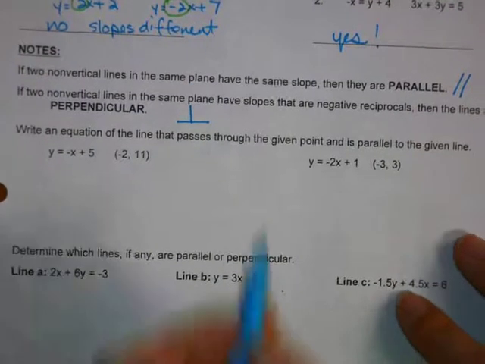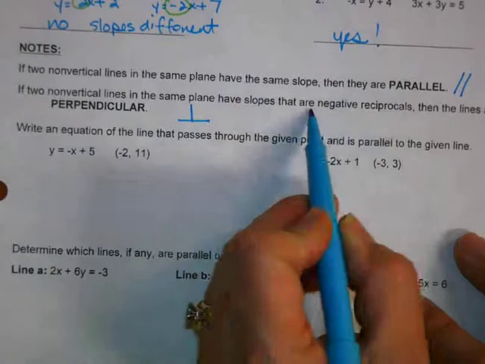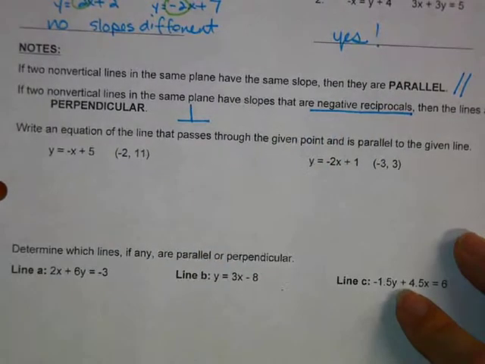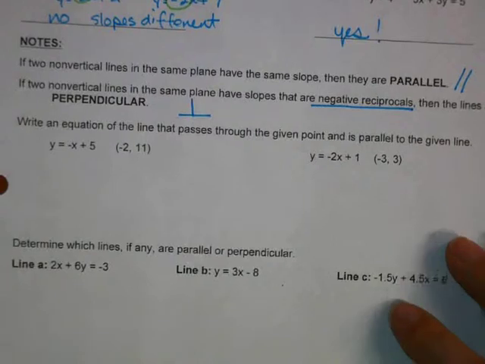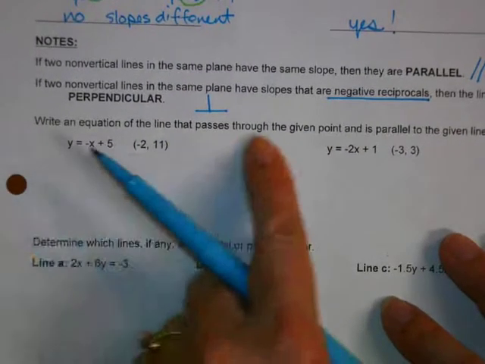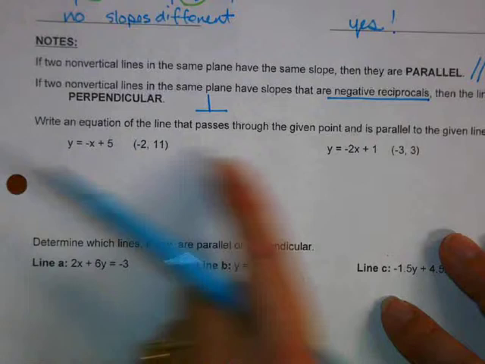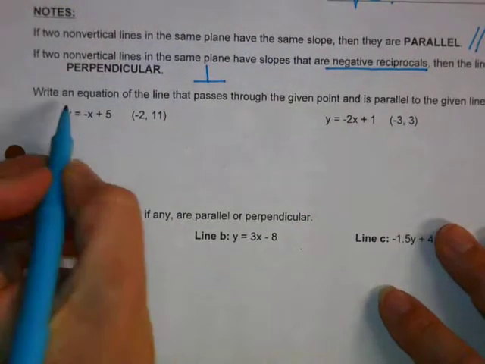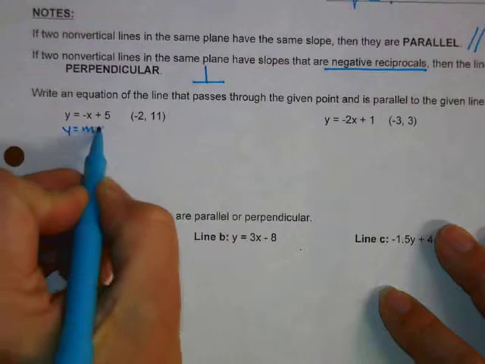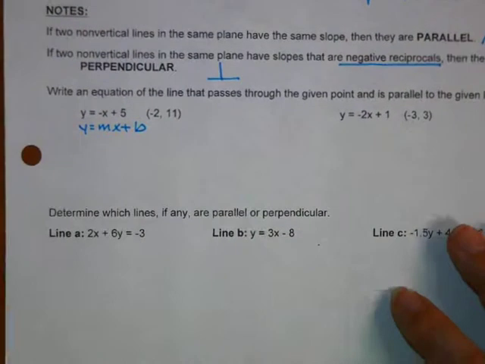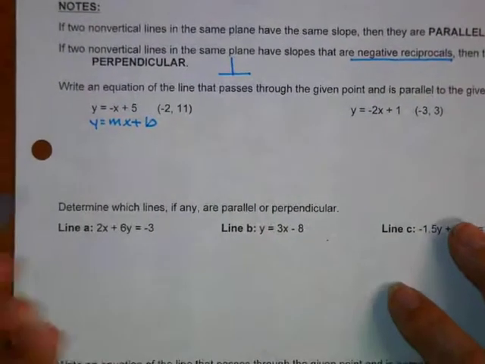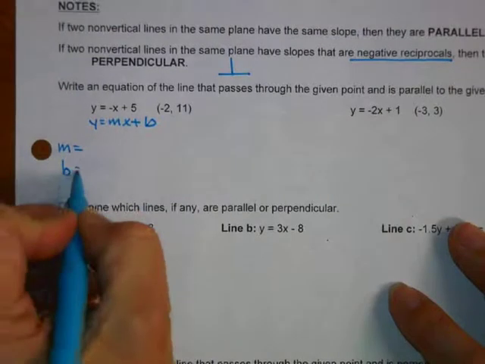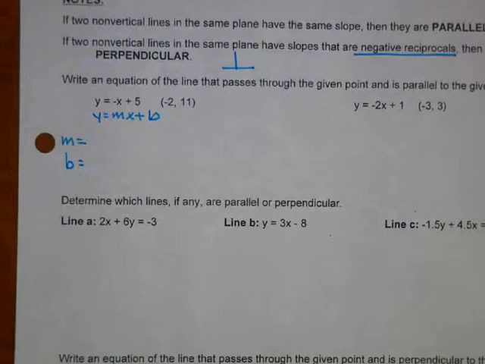Okay? Parallel has the same slope. Perpendicular has negative reciprocals. So you flip the number and change the sign. Correct? Okay. So here it says, write an equation of a line that passes through the given point and is parallel to the given line. So it's already in y equals mx plus b, isn't it? Yeah? And in order to write an equation of a line, we're going to use this form right now. We need the slope and we need b, correct?